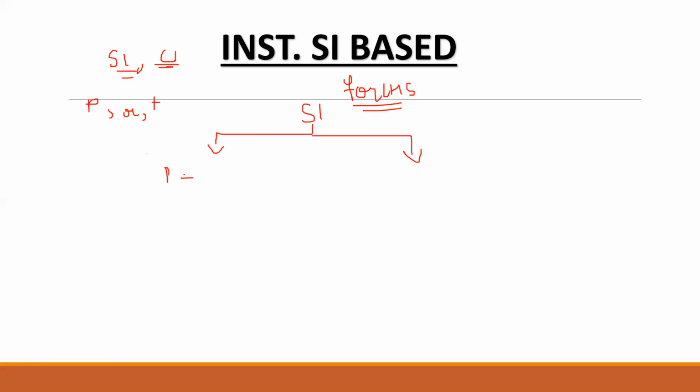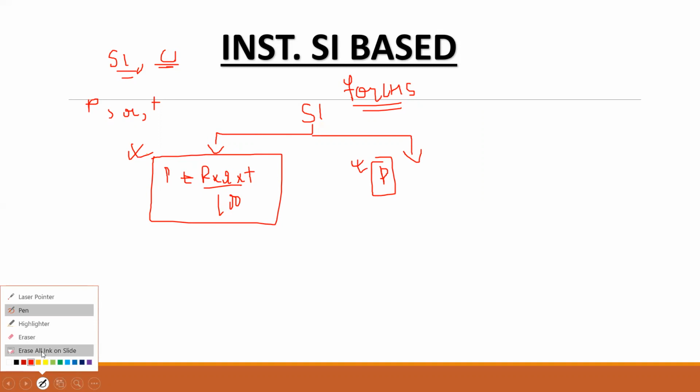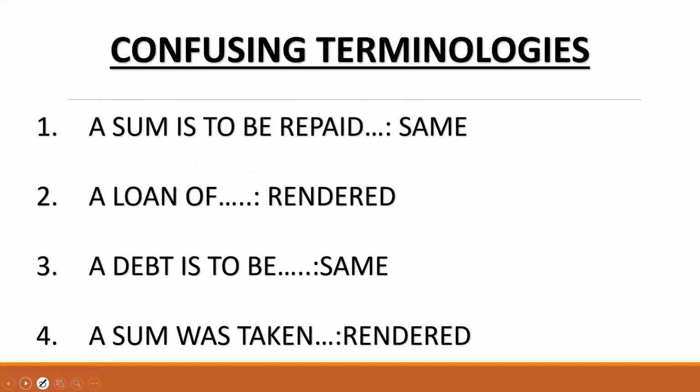P plus P into R into T by 100. This will be case one, and the other case will be simply P. These two cases will be for the LHS part, and how we will be deciding this, I'll be telling in the next slide. And now for the RHS, first of all, tell me how we'll be deciding that part.